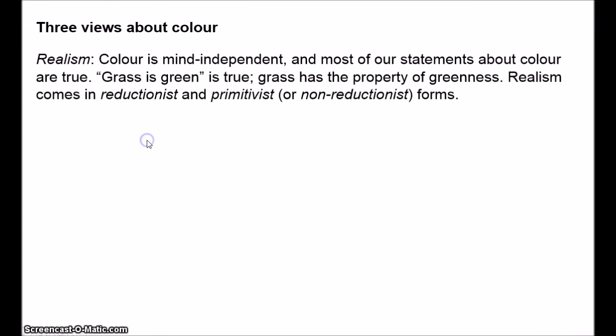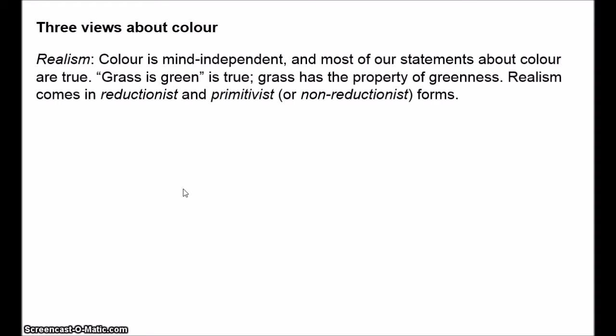Now, there are essentially three families of views. First of all, realism. According to colour realism, objects have colours objectively. Colour is independent of the human mind. It exists in the external world objectively, and a significant portion of our colour perceptions are veridical. So when we say grass is green, this is true. It's true because grass has the property of greenness, and it would have this property even if no humans or other sentient animals had ever been around to see it.